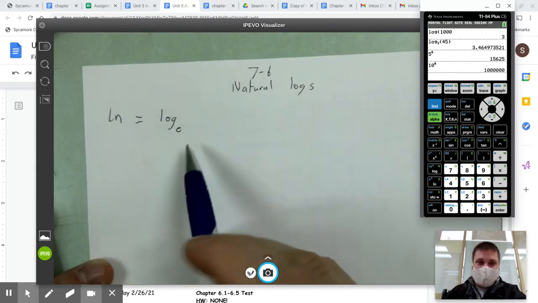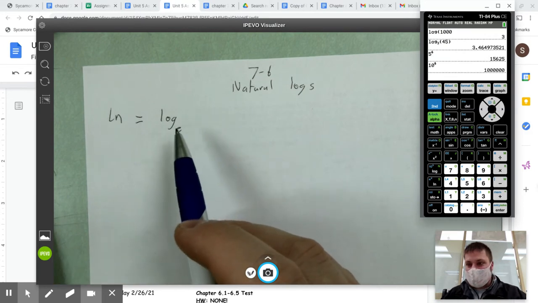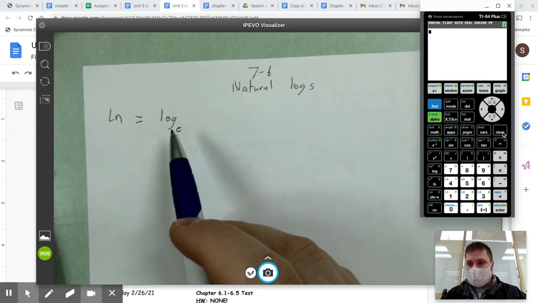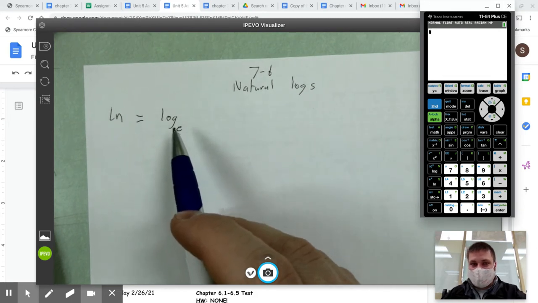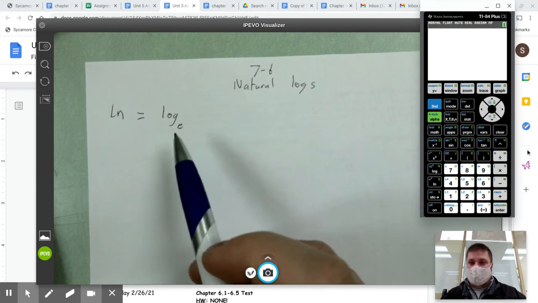And e is a symbol for an irrational number. It would be in the same category as pi. Pi is a symbol that represents a number. Pi is not a variable. Pi is a number. E is the same way. E is a number.